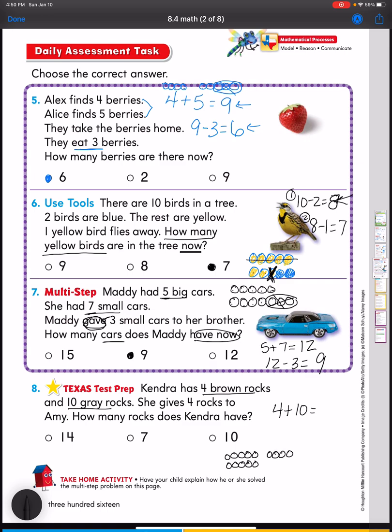All right, 4 plus 10. So 10, 11, 12, 13, 14. 4 plus 10 is 14. That's my first step. I had to figure out how many rocks she started with. She gives, that's a subtraction word, 4 to Amy. So she had 14 and she gives 4 to Amy. How many does she have now? So I'm going to say 14 minus 4. So remember, I had 14 right here, right? I'm going to take 4, cross them out, and subtract them. I'm left with just this. I'm left with 10. She has 10 rocks now. So it took me 2 steps to find my answer.